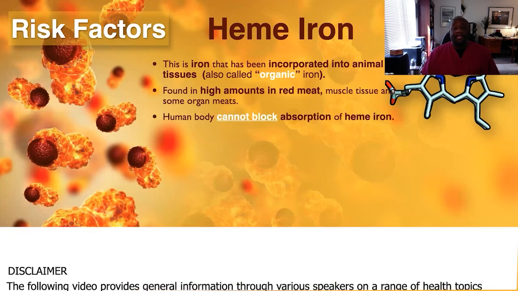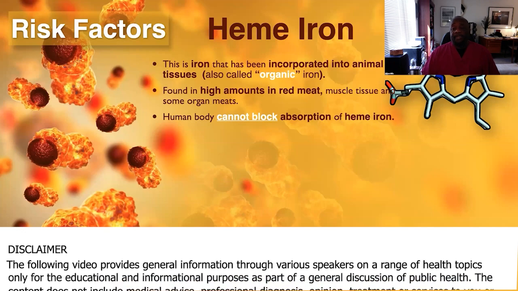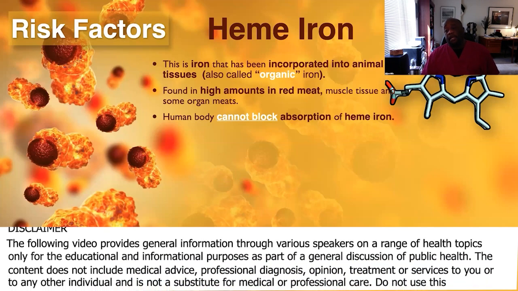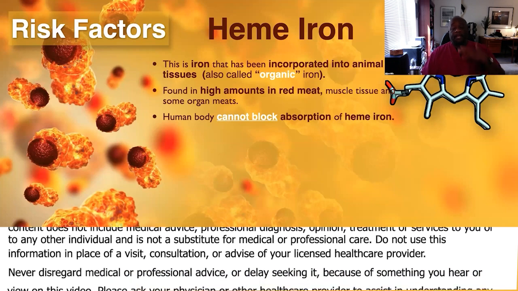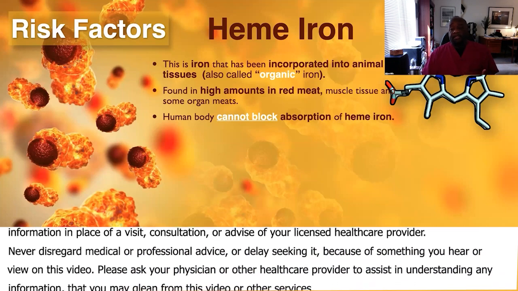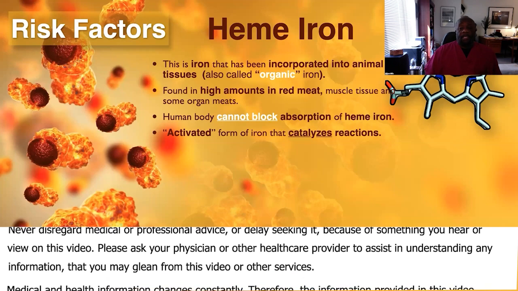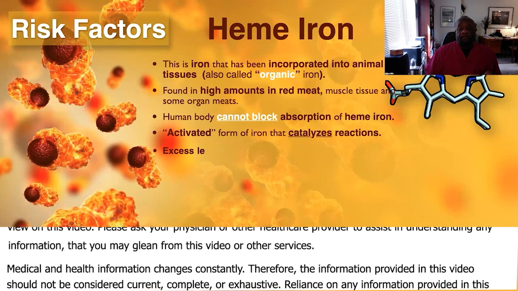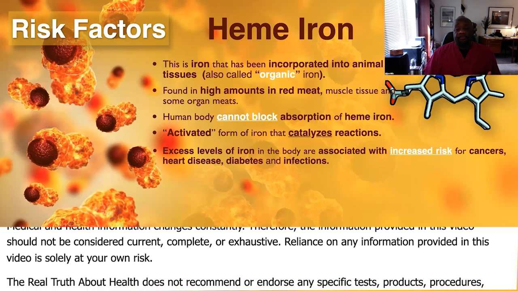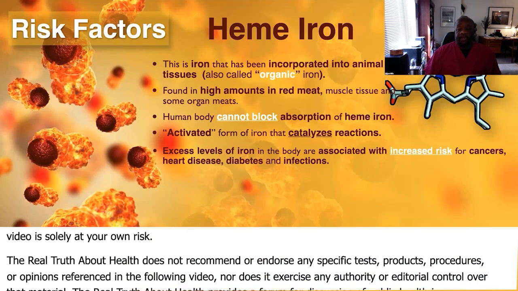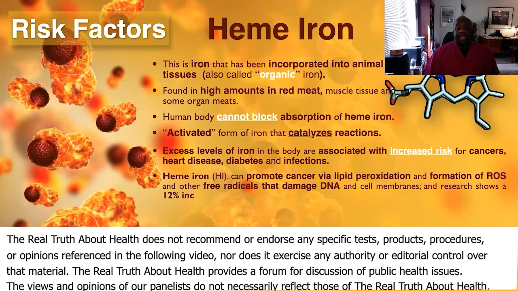The human body cannot block the absorption of heme iron. Therefore, when we eat a diet that is high in animal tissues and animal products, we end up getting more iron than our body needs, and that can promote disease. Again, heme iron is an activated form of iron that catalyzes all sorts of reactions in the body. Excess levels of iron are associated with increased risk for cancers, heart disease, diabetes, and infection.